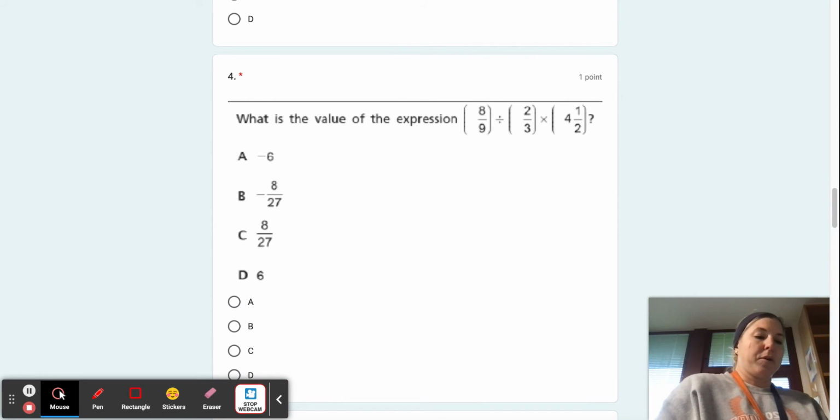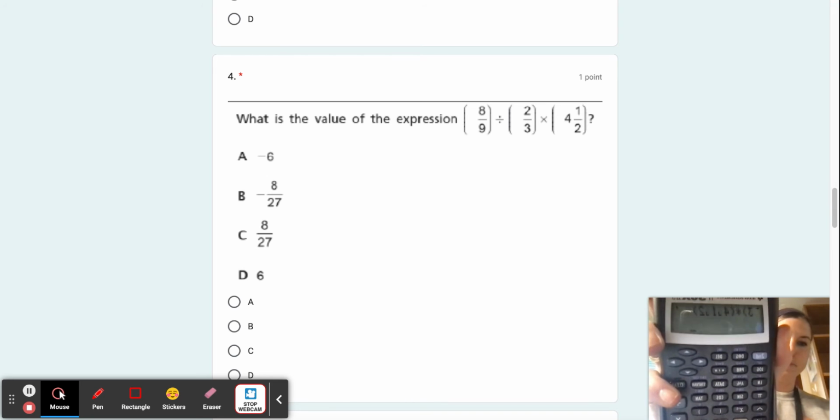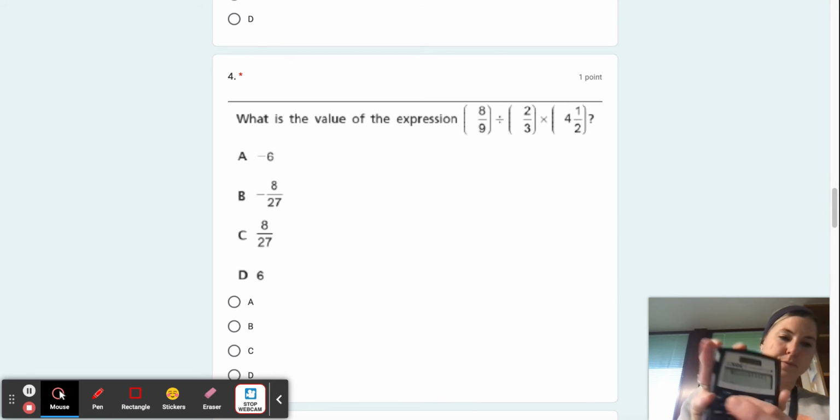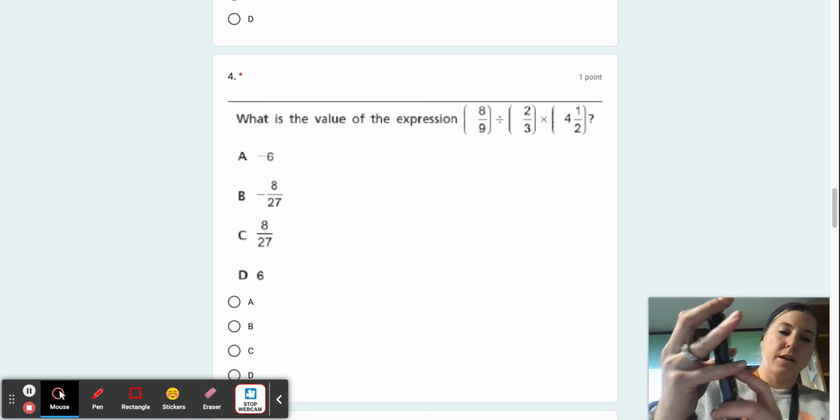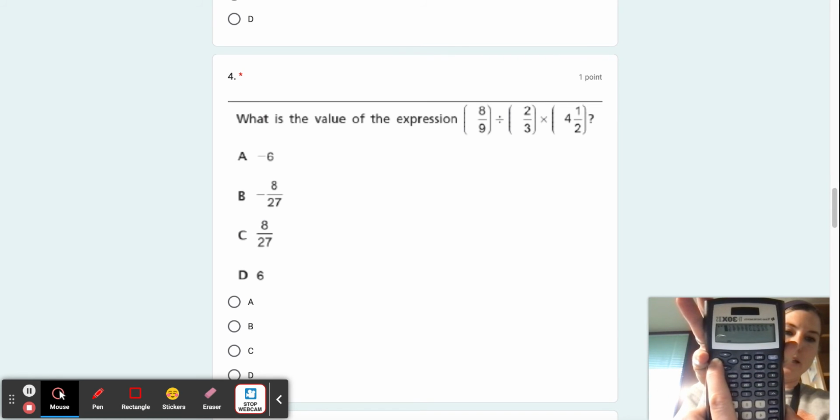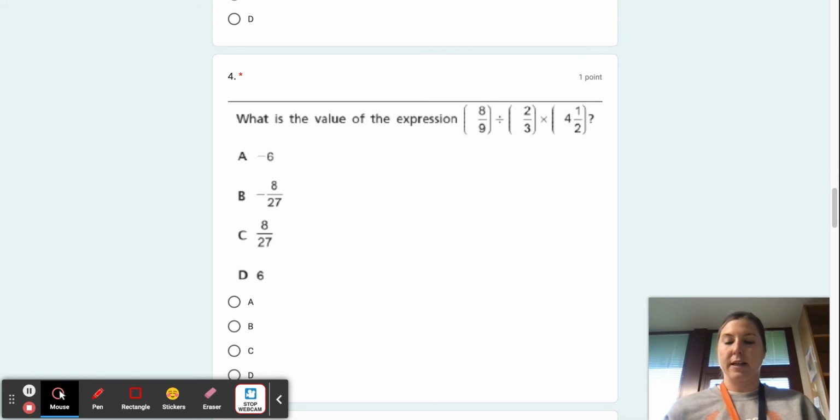The next one, you're putting it exactly in your calculator the way it looks. So parentheses 8 ABC 9 parenthesis divided by parenthesis 2 ABC 3 parenthesis times parenthesis 4 ABC 1 ABC 2. So if you put all that in from the start and you go all the way to the end, you should be able to hit enter and get your correct answer.